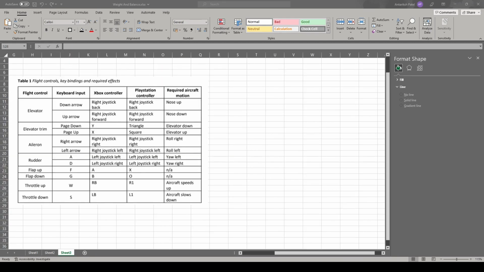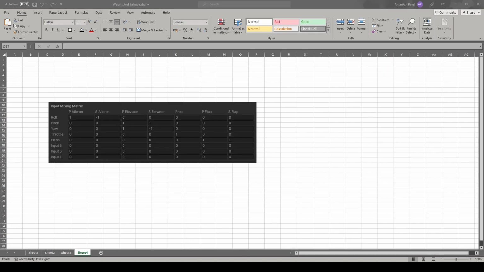The next step is to make sure that the controls used do what is expected to on the albatross. To achieve this, the input mixing matrix has to be configured such that the following flight controls work as expected, shown in this figure here. The input matrix that was found to be correct is shown in this figure here.